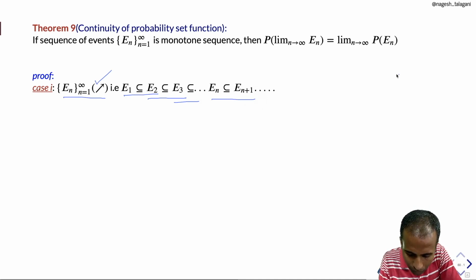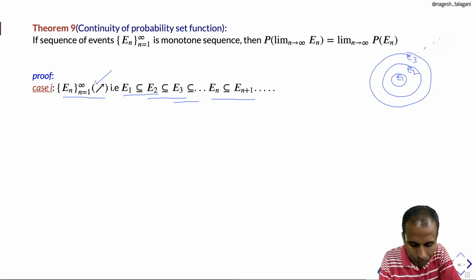If I draw a picture, it looks something like this. E1, E2. E1 is part of E2, E1 is contained in E2, then E2 is contained in E3, and so on.